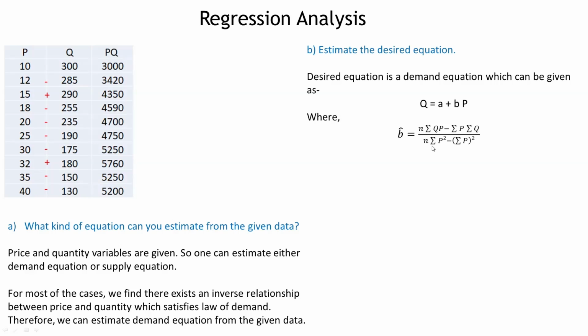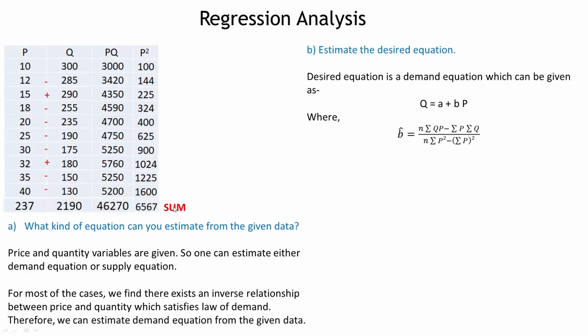In the denominator, there is P square. In the table, we can easily get the P square. Here P square equals 100, found by squaring P equals 10. Similarly, 12 square equals 144, 15 square equals 225, and so forth. Once the table is constructed, we can easily get the sums. Here, sum of P equals 237. Sum of Q equals 2190. Sum of PQ equals 46,270 and sum of P square equals 6,567.